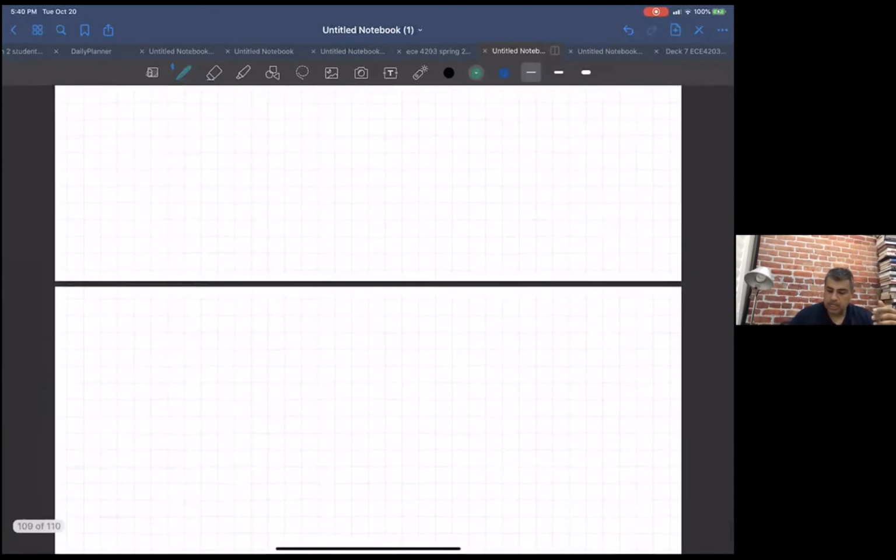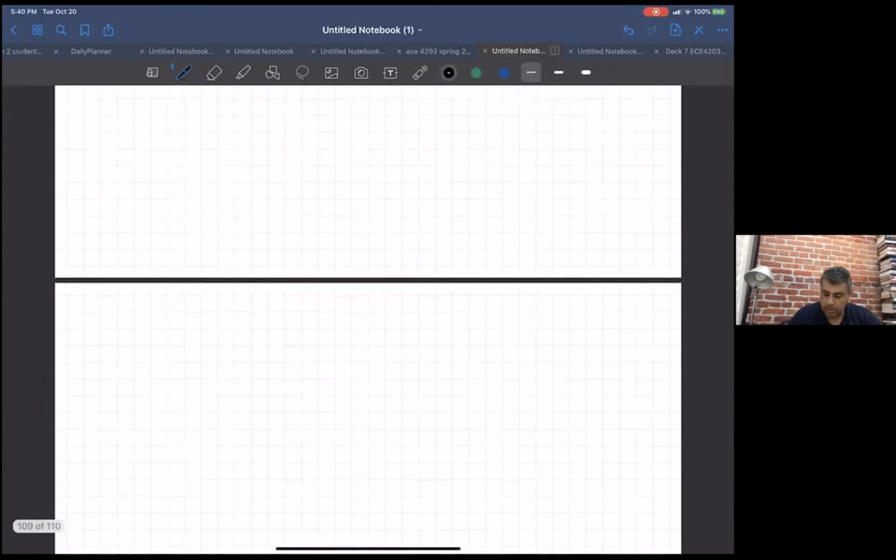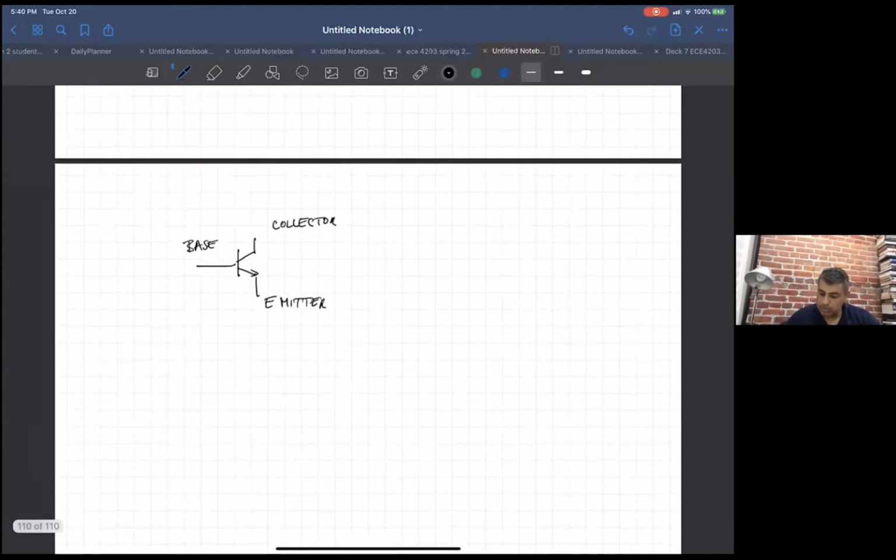And then we said there's this thing called a bipolar transistor. The schematic looks like this. This we call the base. This we call the collector. And this we call the emitter. And if I draw a sort of cartoon of what this piece of semiconductor looks like, it's just to give you guys an idea.